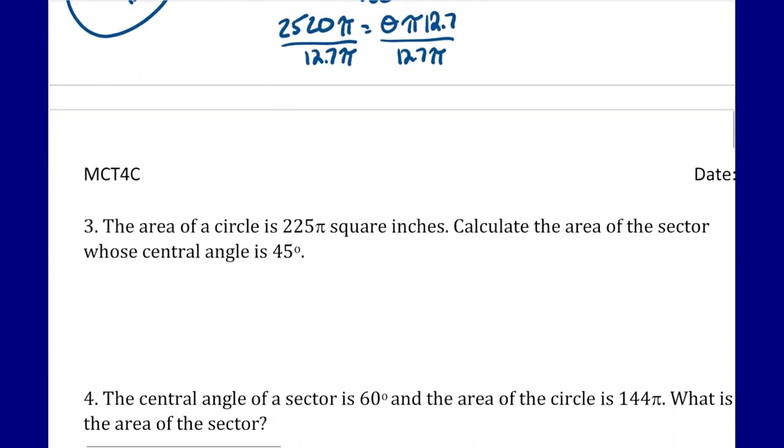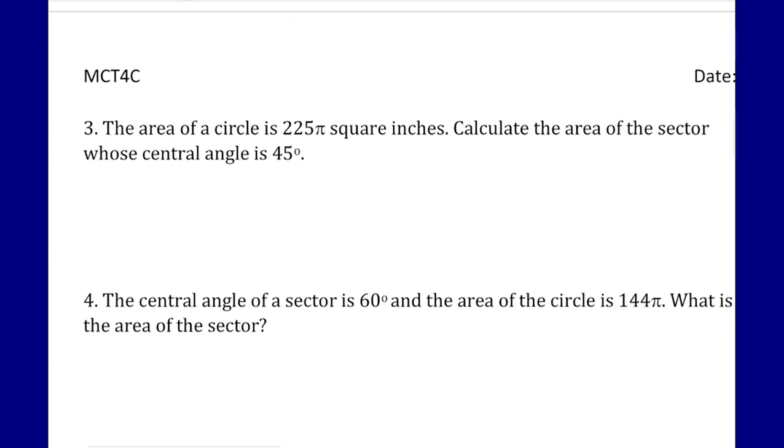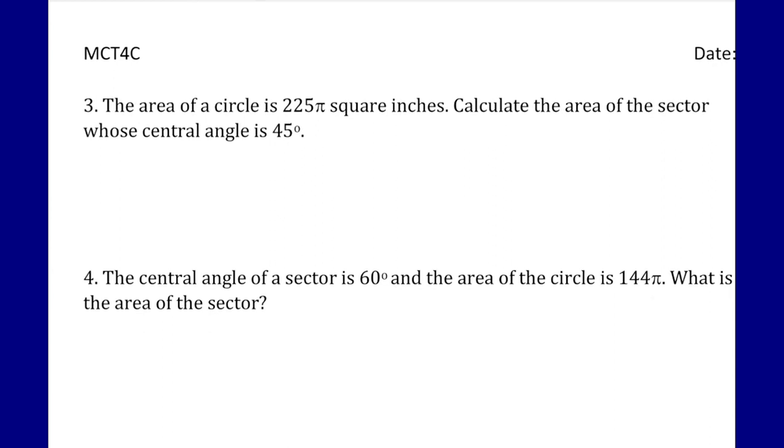So the next couple of questions are going to be looking at the sector area formula. In the first one, the area of the circle is 225 pi square inches. We want to calculate the area of the sector whose central angle is 45 degrees. So I'm going to draw out roughly my circle, and draw out a sector whose central angle is 45 degrees. And I want to figure out what this area is.